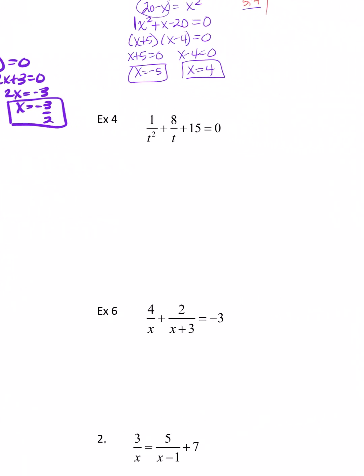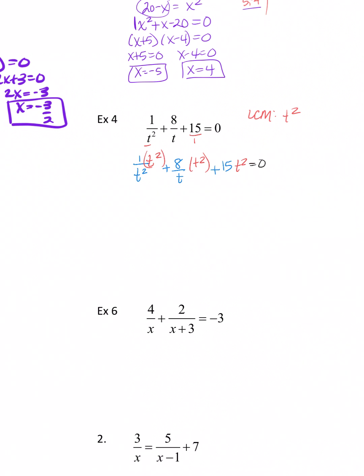Okay, what's my least common multiple going to be here? I'll put that over 1 maybe. What's the smallest thing that all of them can go into? Well, it would have to be the t squared. That's what we'd have to do. So we're going to rewrite this with our multiplying through by t squared, all right? Plus 8 over t times t squared plus 15 times t squared equals 0.